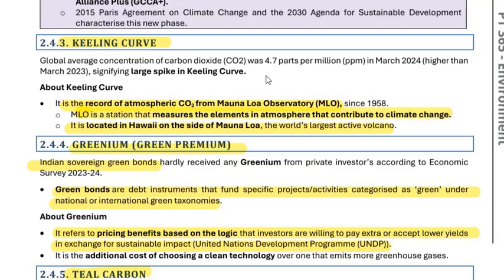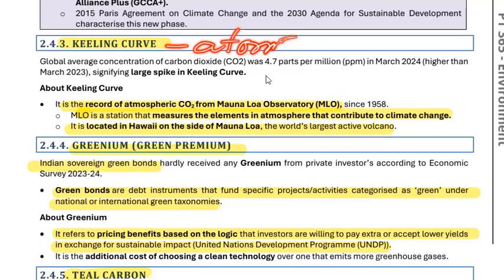Okay, next is the Keeling Curve. First, see what this Keeling Curve is. The Keeling Curve is actually a long-term record of atmospheric CO2 measured at Mauna Loa, which is located in Hawaii. This is the world's largest active volcano. The record has been kept since 1958. It shows both seasonal variation and steady increase in CO2 level, serving as critical evidence of anthropogenic climate change.